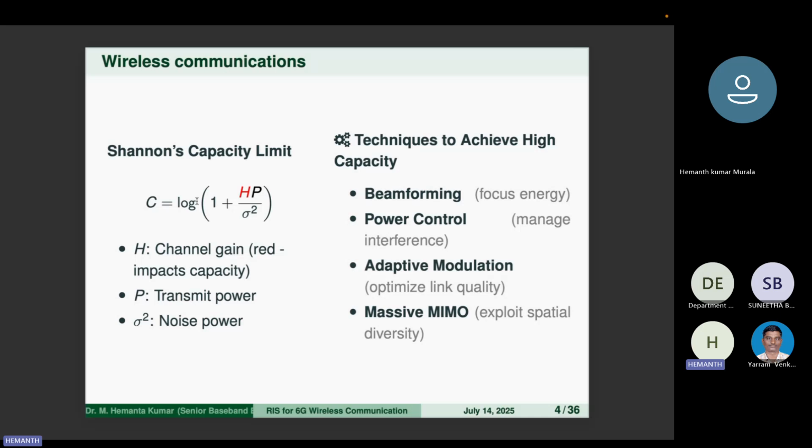Next is the adaptive modulation scheme. You already know what adaptive modulation is: based on the SNR, we can choose a modulation scheme. These are the techniques, and another is MIMO. I'm not discussing it in much detail here. Massive MIMO means the number of antennas is increased on the transmitter side and receiver side. Very simple thing. If there is one transmitter antenna and one receiver antenna, I'm transmitting only X, so we get only X.